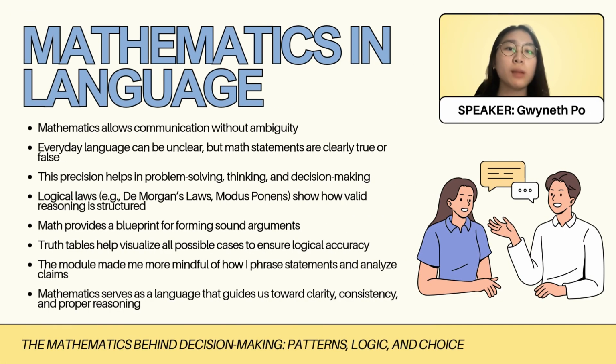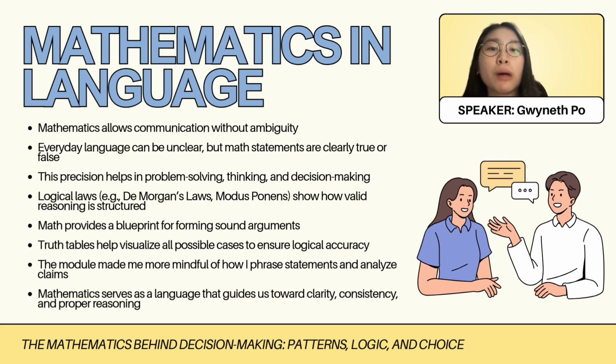So for me, the most striking part of this module was realizing that mathematics allows us to communicate without ambiguity. In everyday conversations, words can be interpreted in different ways depending on context or tone. But in mathematics, every statement has a clear, definite truth value. It is either true or false, so there's no room for confusion. This clarity is incredibly useful not only for solving problems but also for thinking and decision making.